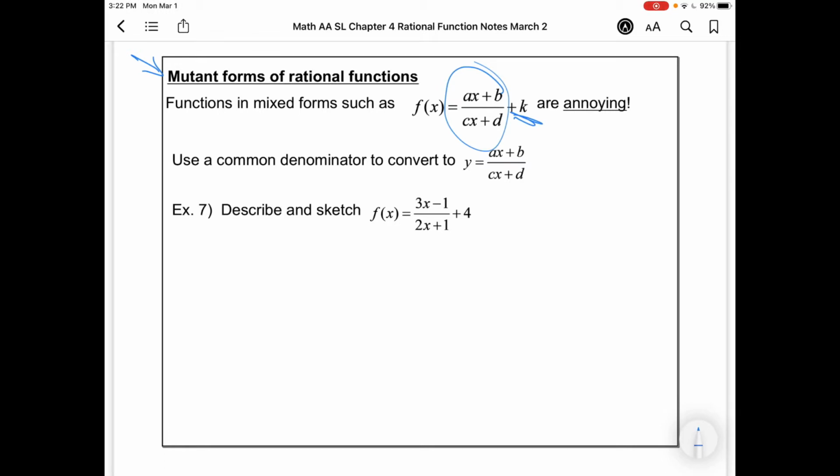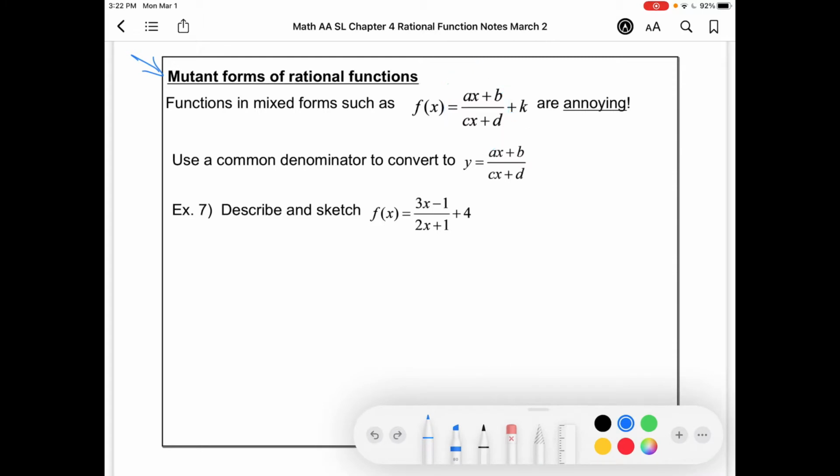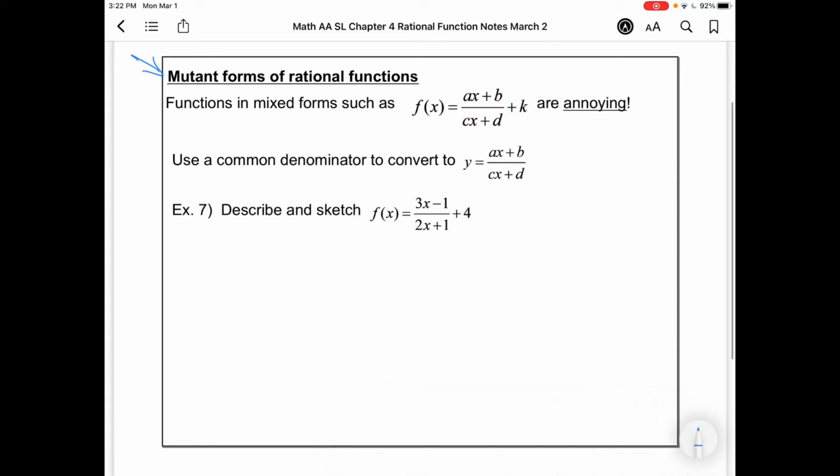So it's not very easy to analyze, and it's also no fun for us to think of in terms of transformations. So what I think you should do is convert it to a form that we do know how to deal with, that linear over linear form. Over here I have one of these functions in a, quote, mutant form, that's got part of this linear over linear business and then a plus 4 at the end.